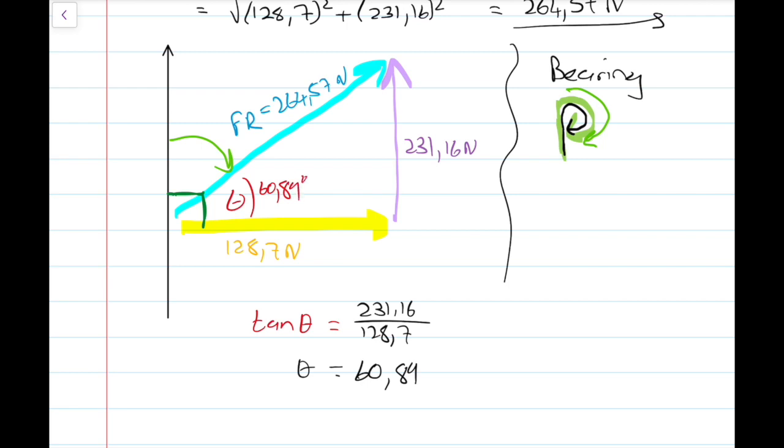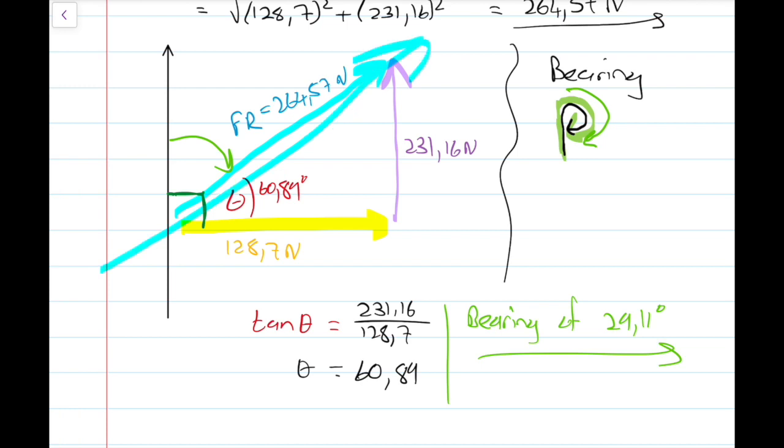And now to find our actual bearing angle, we just say 90 minus that, and that's 29.11. So that vector is at a bearing of 29.11 degrees, and that sorts it out.